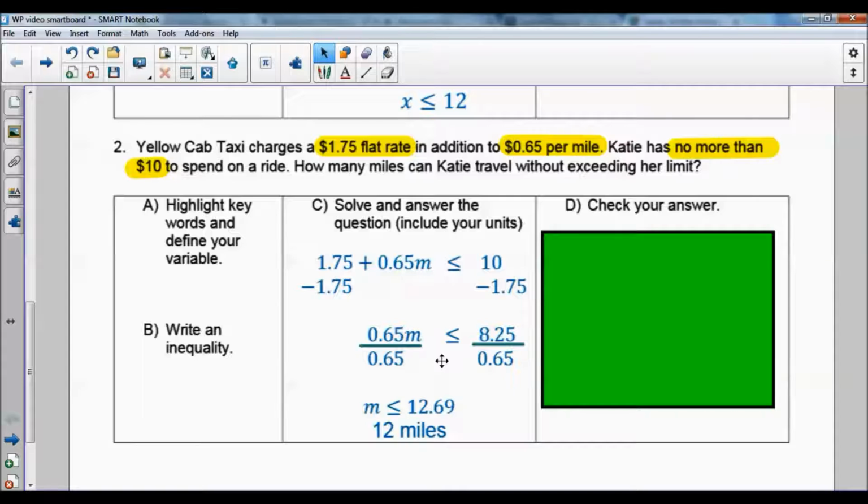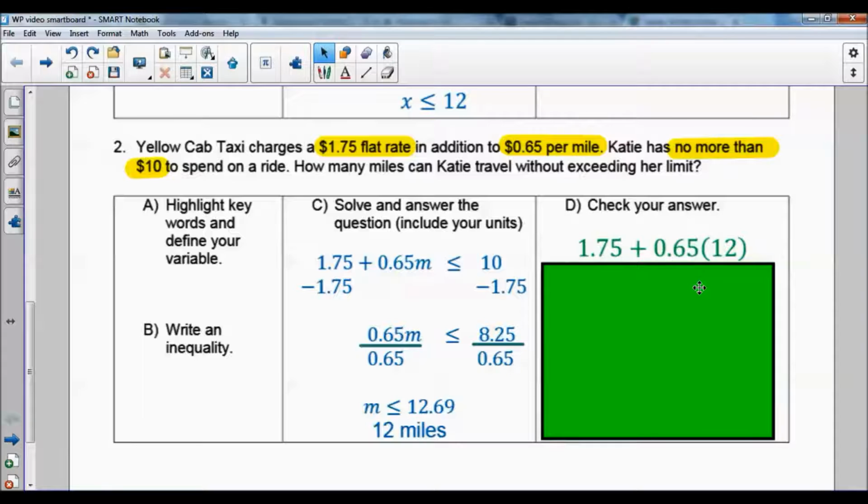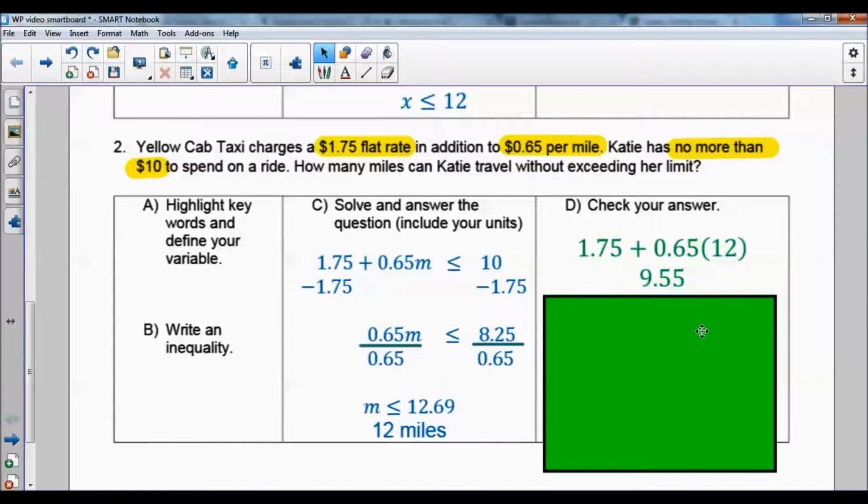So let's check our answer. If we did $1.75 plus 0.65 times 12, right, we would get $9.55, which is 45 cents less than what she had in her pocket, right? She only had $10. Okay, let's see what happens if we tried to go 13 miles, because that's another way we can double check our answer.